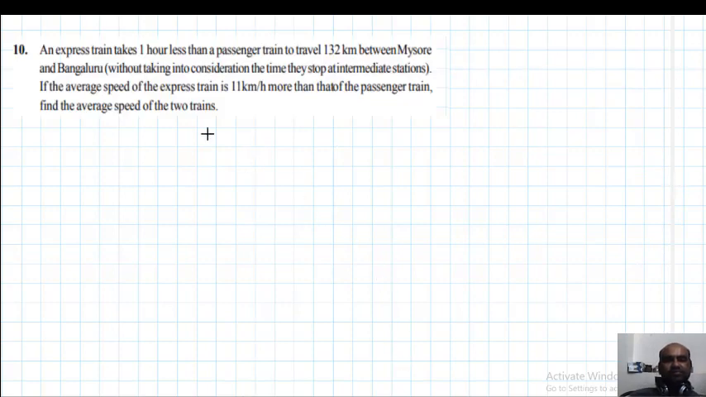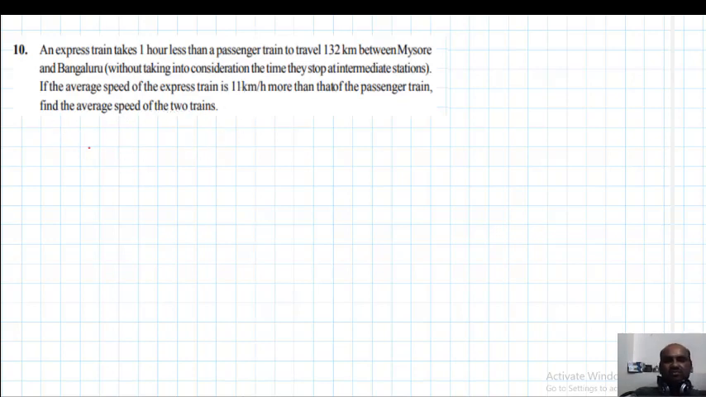Tenth problem. An express train takes 1 hour less than the passenger train to travel 132 kilometers between Mysore and Bangalore, without taking into consideration the time they stop or something, no need. If the average speed of the express train is 11 kilometers per hour more than that of the passenger train, find the average speed of the two trains.